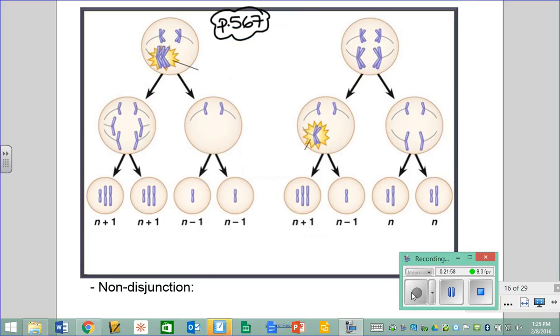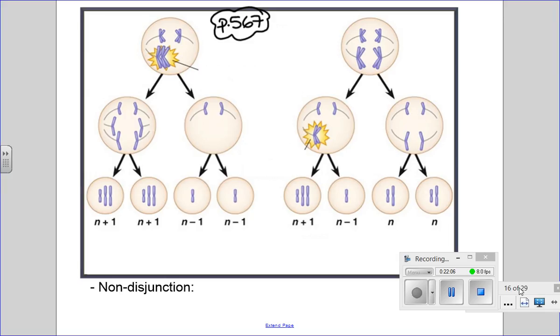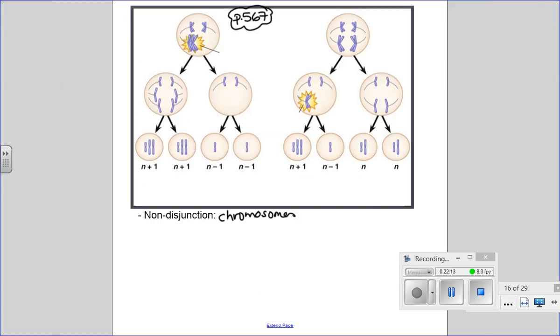So this diagram is representing two possible scenarios of what is called non-disjunction. Non-disjunction is when chromosomes or chromatids do not separate when they are supposed to. So we're talking about this now because anaphase is when chromosomes or chromatids are supposed to separate.